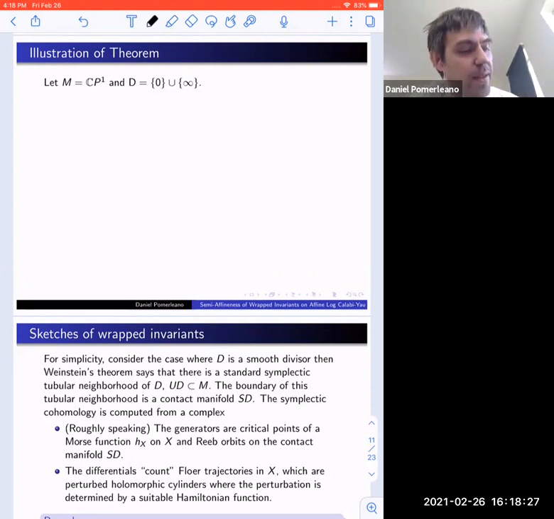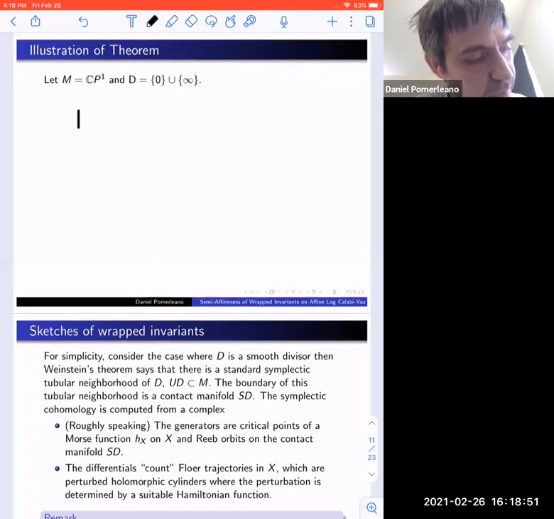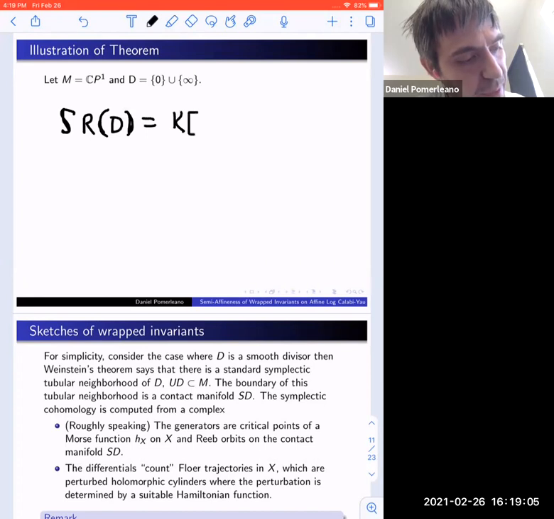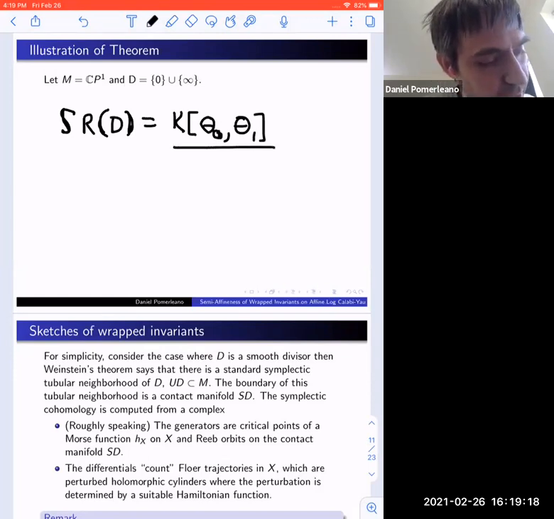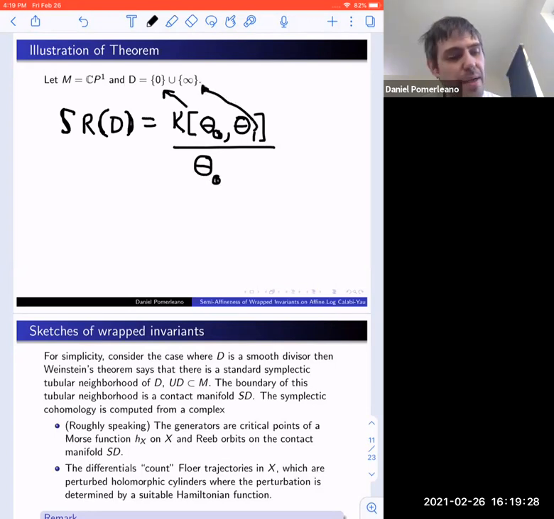But just to illustrate the theorem, in this very simple case where M is CP1 and the divisor we're looking at is just the union of 0 and infinity, then the Stanley-Reisner ring, SR, is always going to be generated by the principal theta functions corresponding to each divisor component. Theta 0, let's say, corresponds to this divisor, and theta 1 corresponds to this divisor. And the relation in the Stanley-Reisner ring turns out to be that theta 0 times theta 1 is equal to 0.